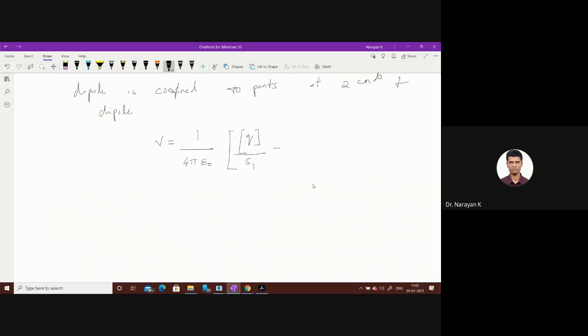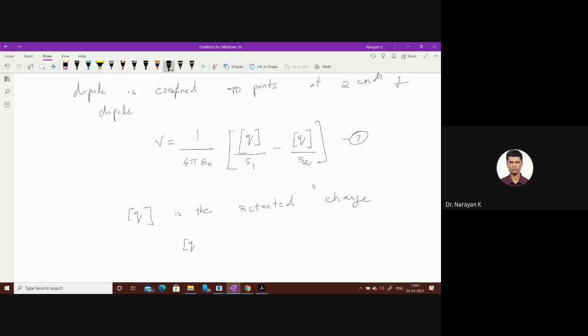So this is going to be retarded charge minus q by S2. This is your equation 7. Okay. This is your retarded charge, where q is nothing but the retarded charge.